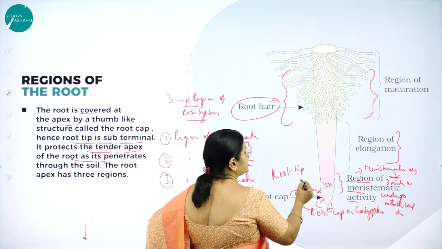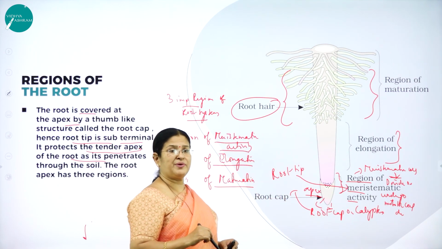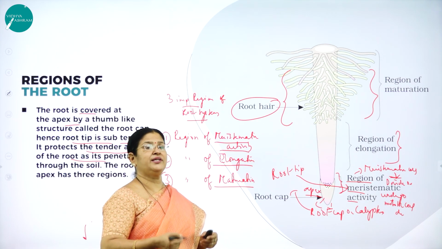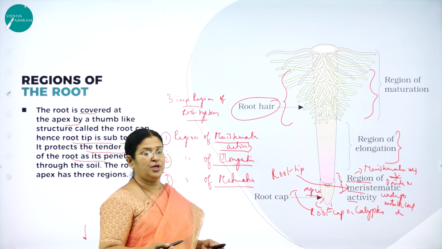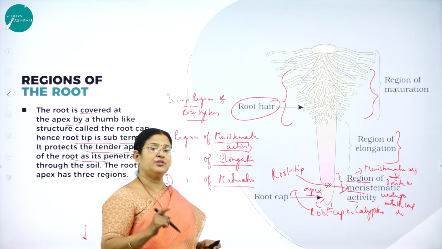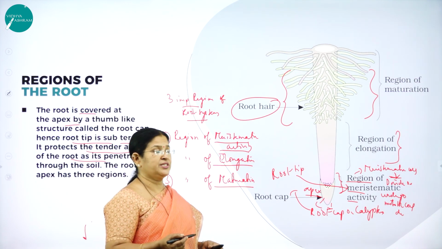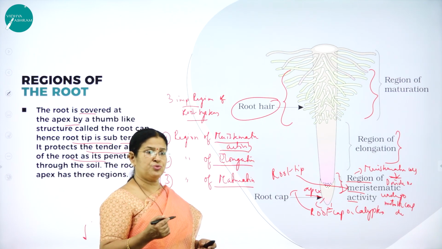Why root tip? What is found in the root tip? Meristematic cells. And what is the job of meristematic cells? To divide by the process of mitosis and increase in number of cells. And increase in number of cells leads to what? Growth. Growth can happen only with the help of meristematic cells, and that is found in the root tip and the shoot tip. So as a means of protection, there is a cap-like structure around the root tip, and that is called as root cap.